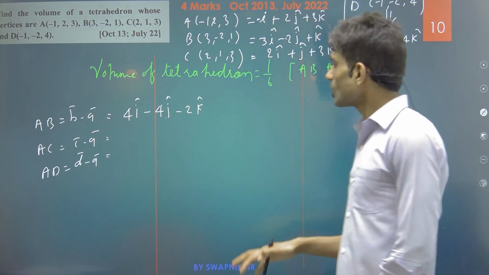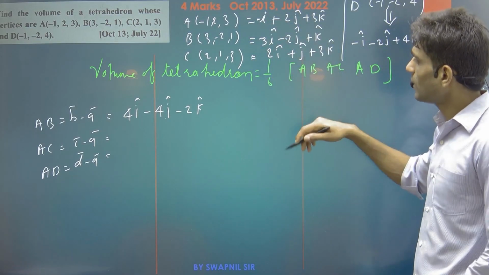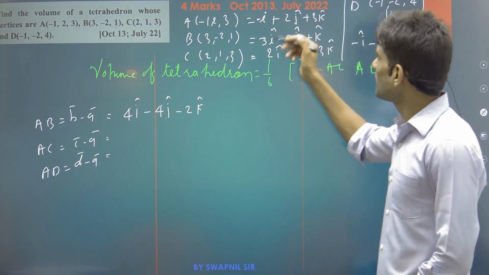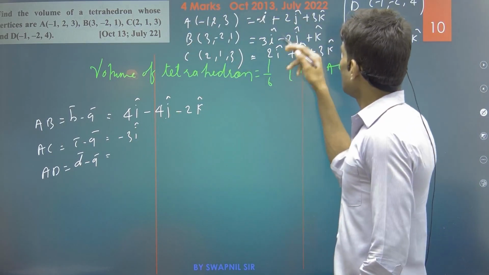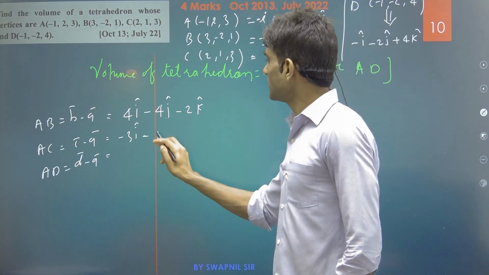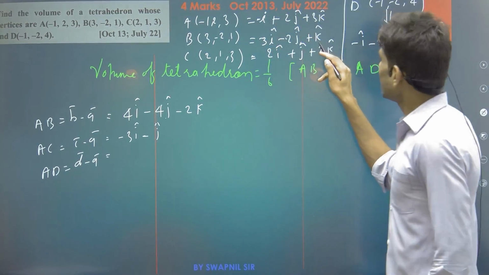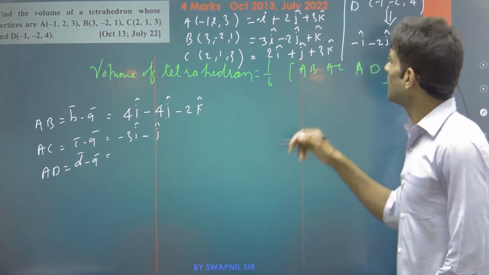Similarly, c bar minus a bar. 2 i cap minus of minus i cap, which is plus 3 i cap. j cap minus 2 j cap, we can write as minus j cap. And k cap, 3 k cap minus 3 k cap.